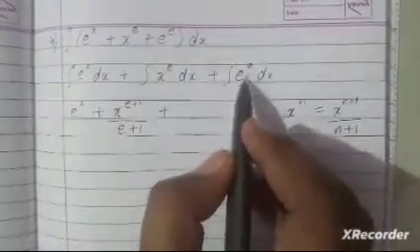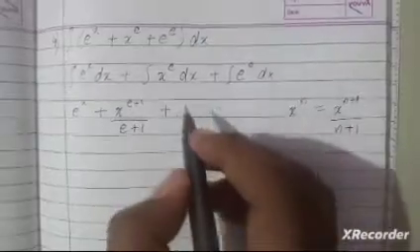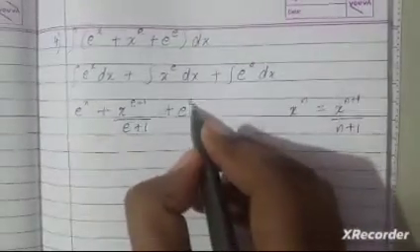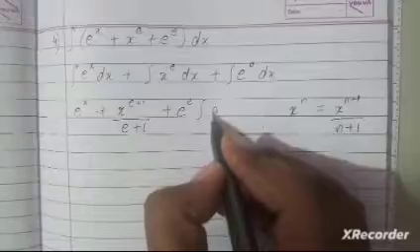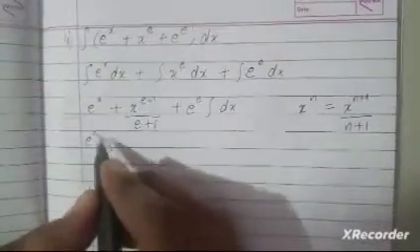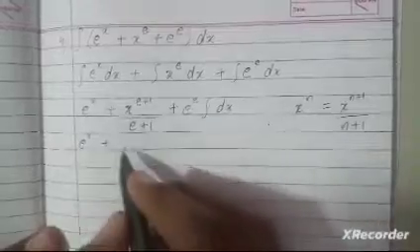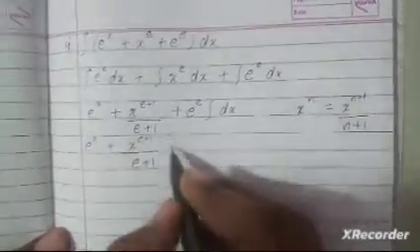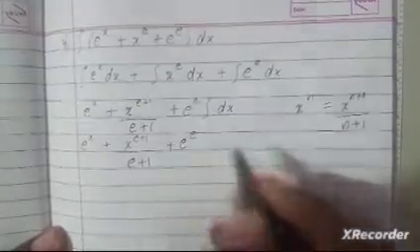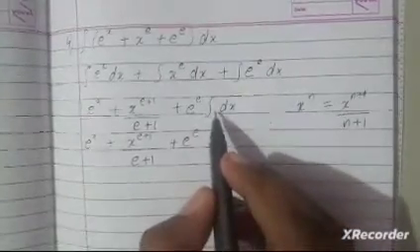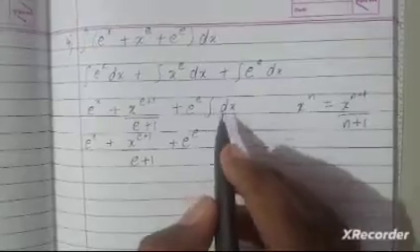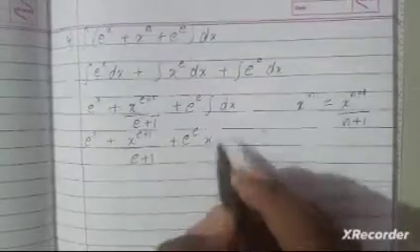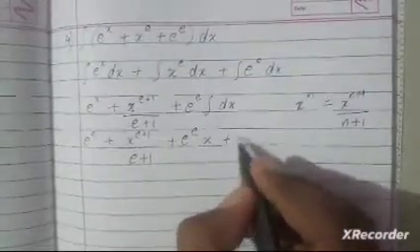Then here e to the power e is a constant, so we take the constant outside and integrate dx. Now the first term we have integrated as it is, the second term also, then the third term e to the power e. Here we have nothing, that means 1. So integration of 1 is x, and we have to put plus c.